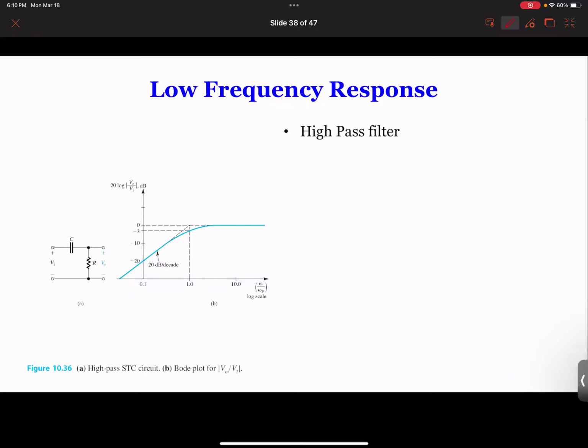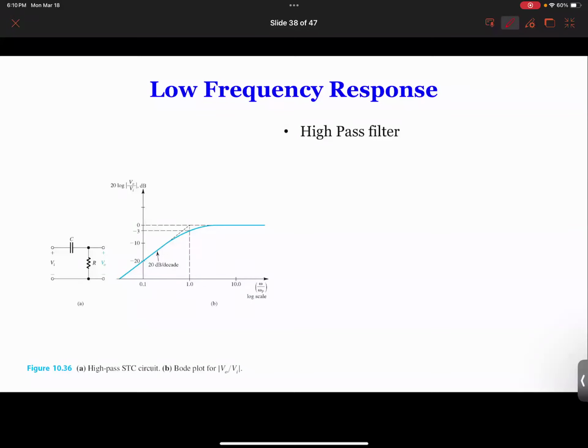Next week we're going to talk about chapter 10, but Wednesday, we're going to talk about low frequency response. We're going to finish this chapter 10, right? So the next chapter is chapter 11.